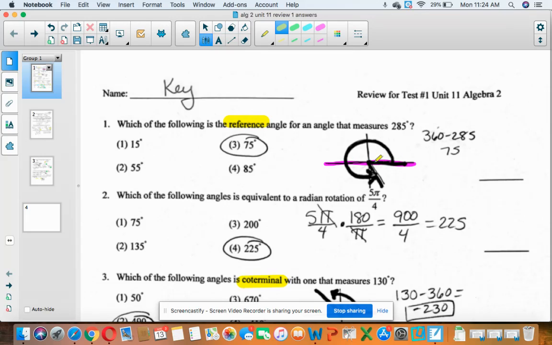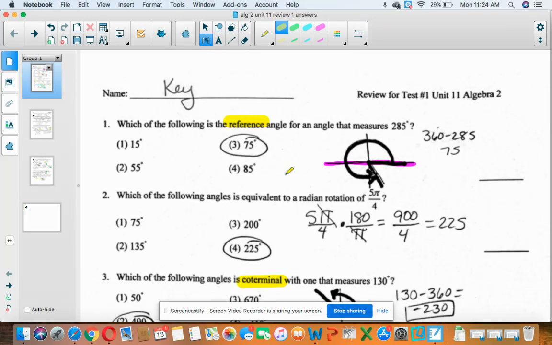So at this point, since I'm closer to 360 than I am to 180, I'm going to do 360 minus 285. So basically, I'm trying to find what this angle right here is going to be, and that's going to be 75 degrees. So 75 degrees is my reference angle.